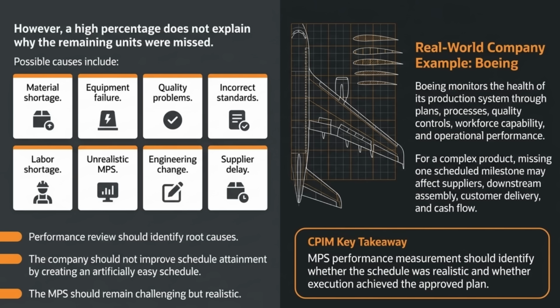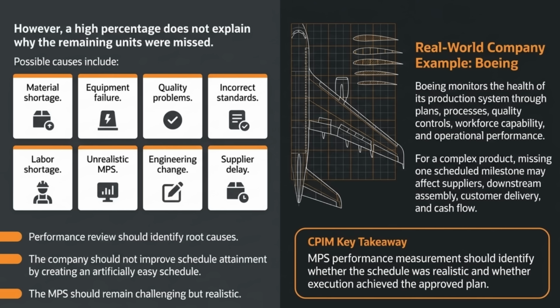Possible causes include material shortage, equipment failure, quality problems, incorrect standards, labor shortage, unrealistic MPS, engineering change, supplier delay. Performance review should identify root causes. The company should not improve schedule attainment by creating an artificially easy schedule. The MPS should remain challenging but realistic.